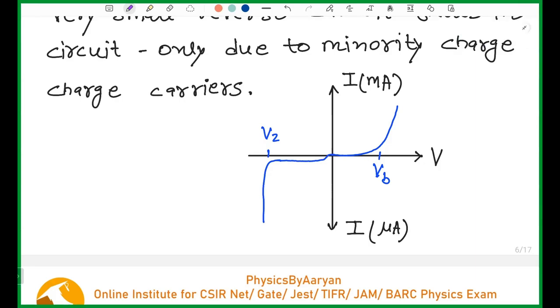Sir, can you tell once again, what about the width of the depletion region in reverse bias? In reverse bias, the width of the depletion layer will keep on increasing as you apply more voltage. So, sir, the electric field also will increase? Yes, it will increase.